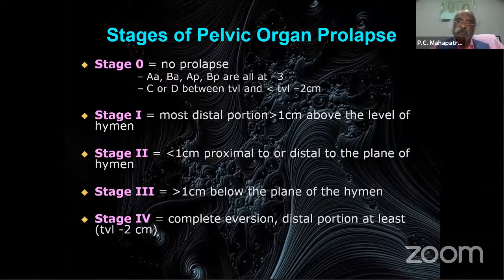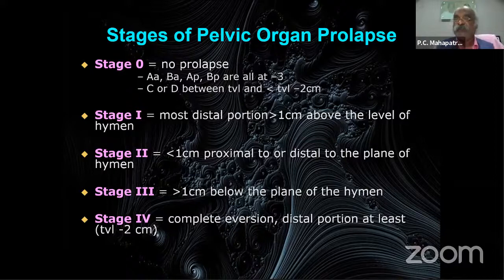Stage 1, most distal portion is more than 1 centimeter above the level of the hymen. So if there is a descent, more than 1 centimeter above. Stage 2, less than 1 centimeter proximal to or distal to the plane of the hymen. So that is stage 2.